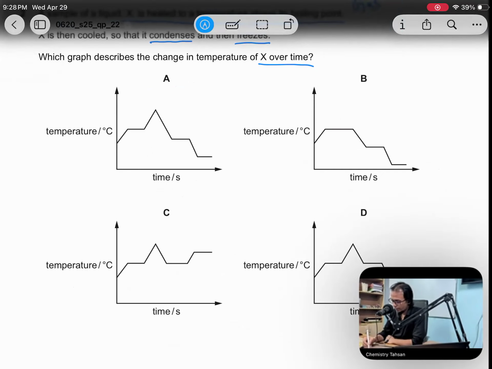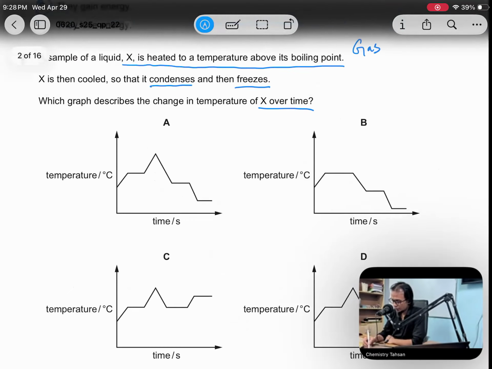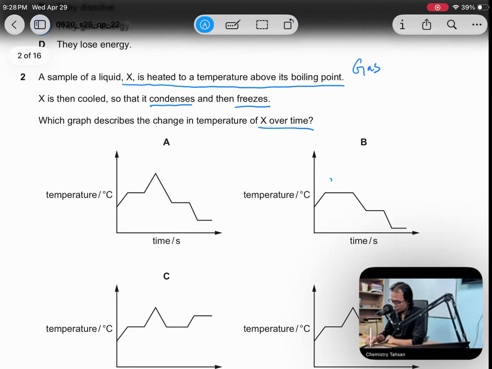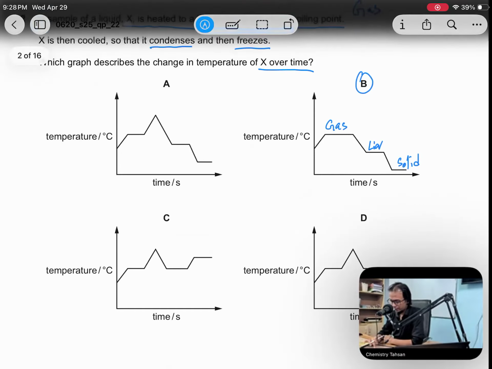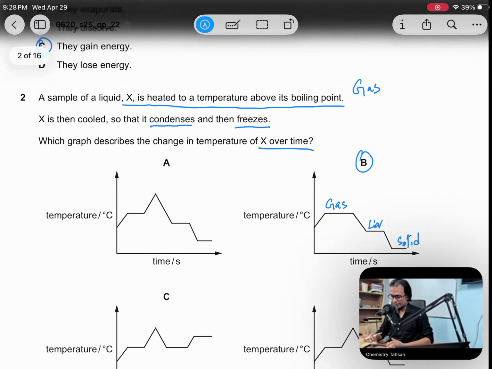when you heat X, so it will turn into gas. Then see, when you are condensing, it is turning into liquid. Then when you are further cooling it, it is turning into a solid. So B should be here, the only correct answer. Rest of the graphs are not, up to the point 2.